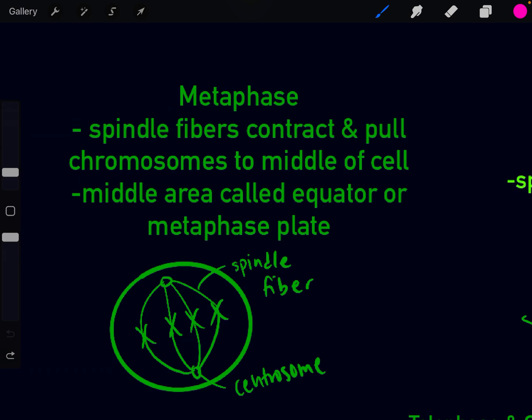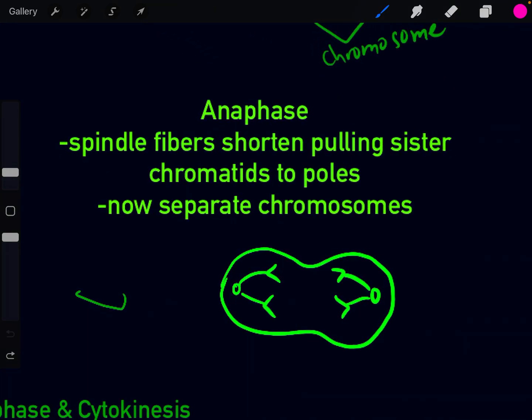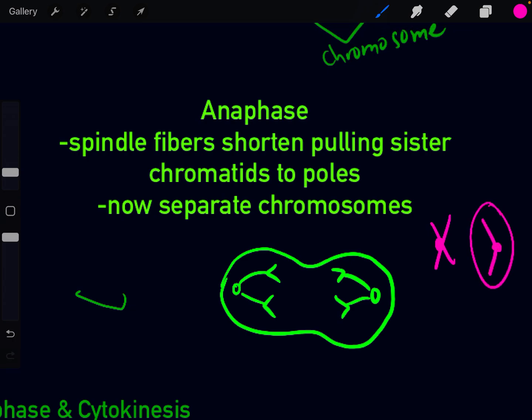All the chromosomes are lined up in the middle of the cell. And this is probably the most easily seen phase under a microscope, in my opinion. And then you have anaphase, which is when spindle fibers shorten, pulling sister chromatids to the poles. And now these sister chromatids, which are separated from one chromosome, are now considered separate chromosomes. The reason that is because chromosomes are counted by their centromere. So this is one chromosome because you have one centromere in the center right here. And this is also considered one chromosome. Even though this looks like a sister chromatid, it's considered one chromosome because it has one centromere right here.